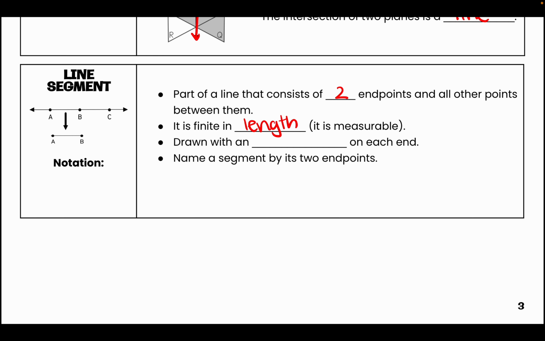And then it is drawn with an endpoint on each end. And then we name a segment by its 2 endpoints. So we call this segment AB, or our notation would be segment AB with a line on top, or we could call this segment BA. Doesn't matter the order of the endpoints, as long as you have the endpoints. So all of these are ways you can name a segment.